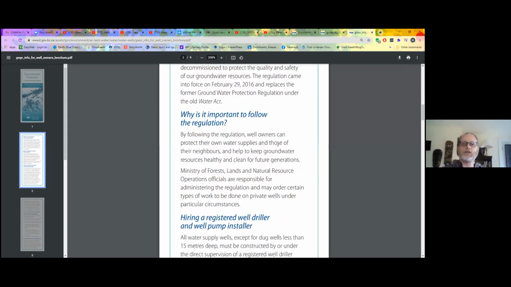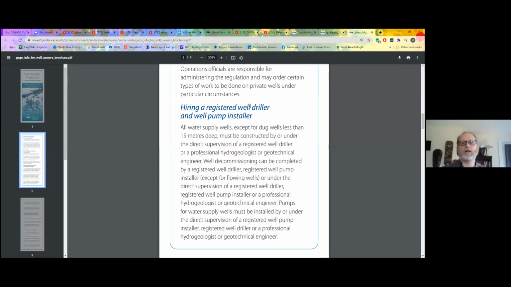Why it's important, obviously, it's not just about the safe removal of water for your customers, but it's also about protecting the groundwater itself. Make sure that you hire a proper registered well driller and pump installer, except for dug wells. And we're going to talk a little bit about the difference between, and this is on the exam, the difference between a dug well or a hand dug well and a borehole or a drilled well.